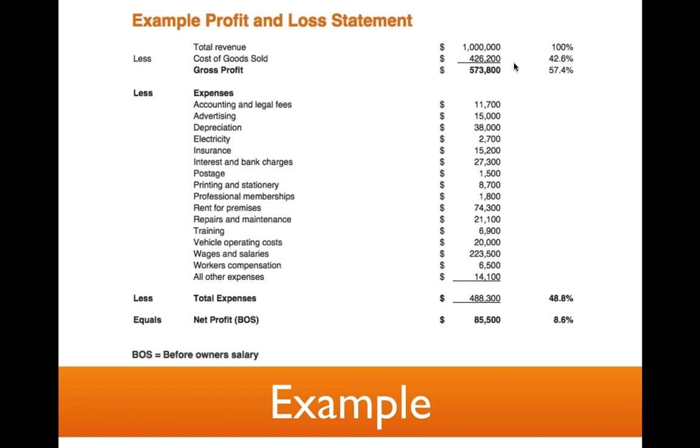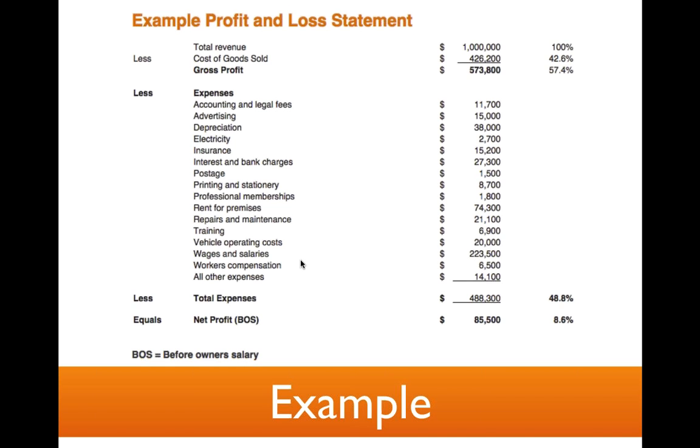So I go that minus that, and it roughly gives me $85,500. I want you to think about it that it's 100% here. I'm adding these together, the 42 and the 48. Roughly I've got 8.6% net profit, BOS, or before owner salary. In other words, in these wages and salaries, the owner hasn't taken any money, which is very, very common in small business owners.